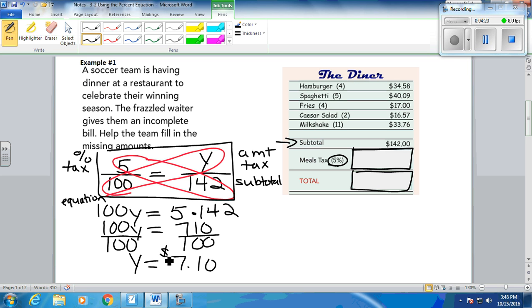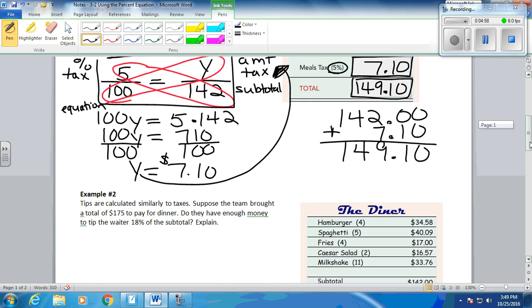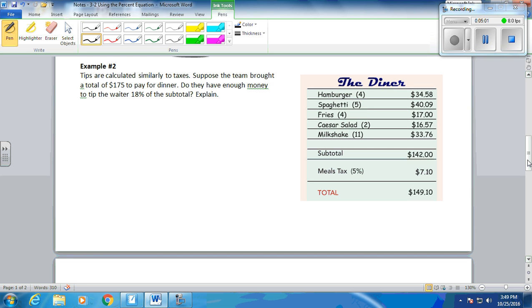So if you go back and look here, we just solved for Y. Y equals $7.10. If I go back up here, you don't have to draw these arrows, but just showing you that Y was the amount of tax. So I just calculated the amount of tax, which is $7.10. To find the total amount, I will take my subtotal and add on the $7.10 to give me a total of $149.10. That should be a plus sign, sorry about that. So I've now filled in those two boxes to give me $149.10.